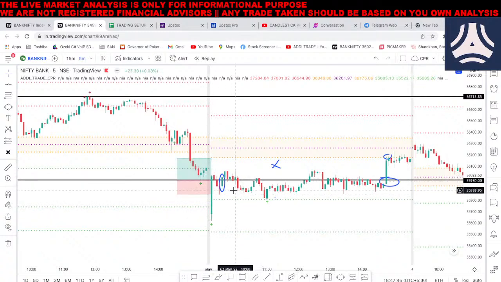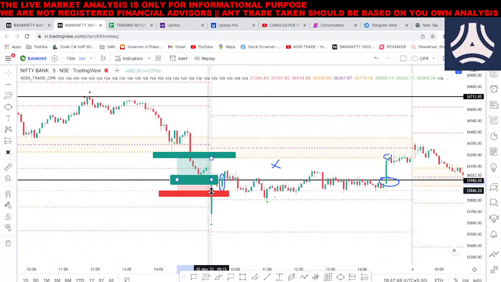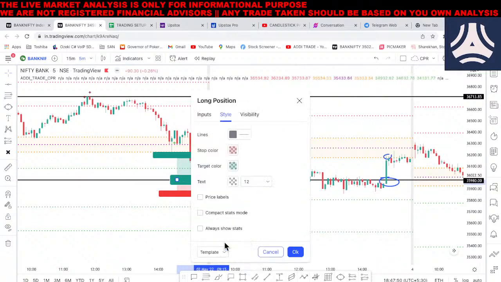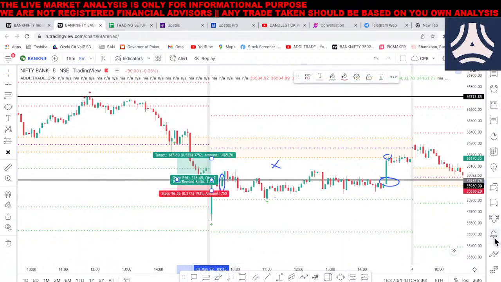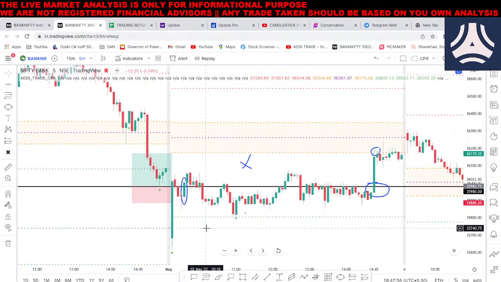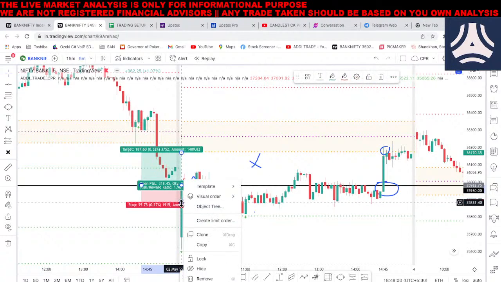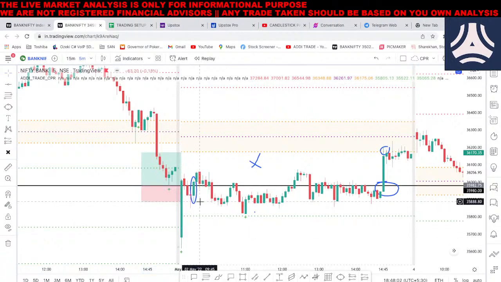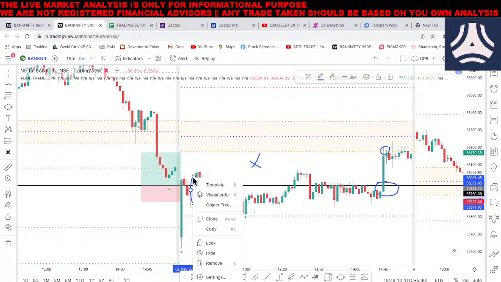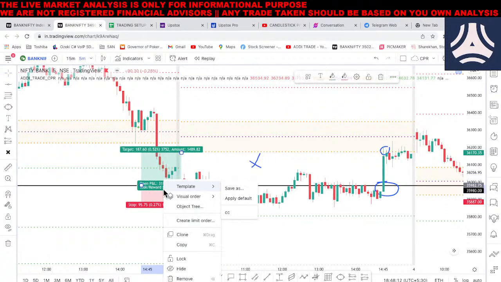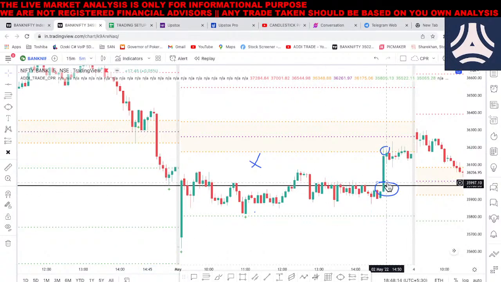The low of this candle will be the stop loss. So immediately in the next few candles itself, our stop loss would have hit. So it was not a good day. Multiple stop losses would have hit, but it came at the fag end.